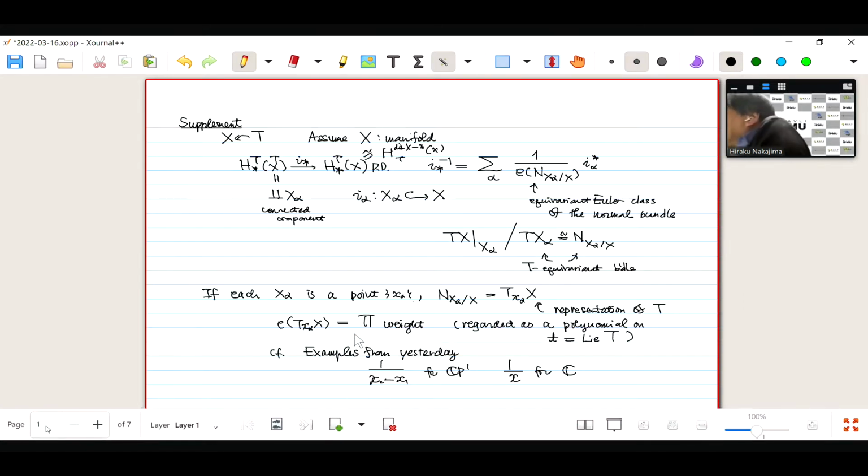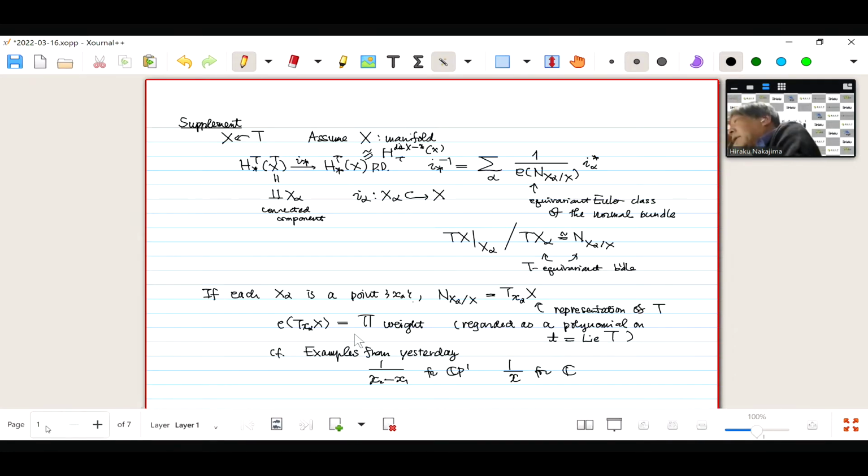So I will not use this result in later lectures, but in many computations which I will not mention, I will probably mention just the statement. But in the proof, this kind of computation on the tangent space and its weights is used. This is some basic result in equivariant homology.